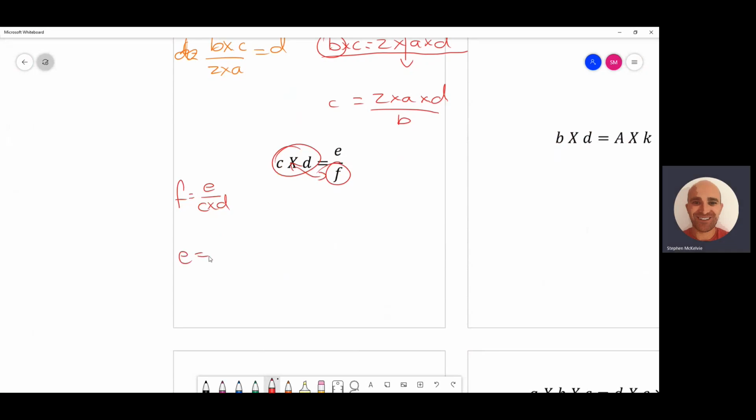If I want to make E the subject, then I draw my line. E is good where it is. It's at the top of the line. I want to move F. Goes to the other side of the equals to, goes to the other side of the line. So I'm left with E is equal to F times C times D.